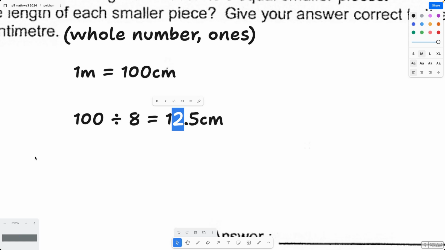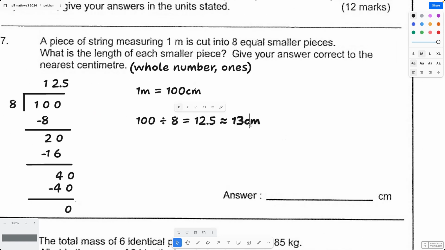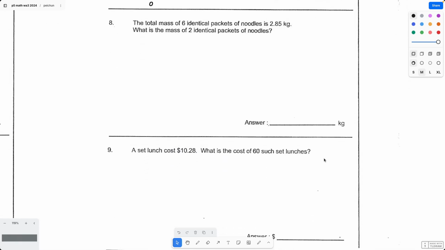So what we can do is round this up to 13, and that's the answer. It's 13 centimeters. All right, let me just unbold this. So this is 13 centimeters over here. Alrighty, let's move on to the next question.